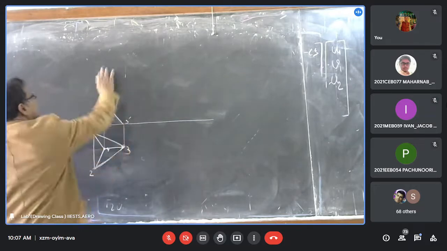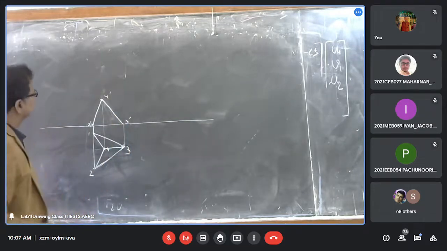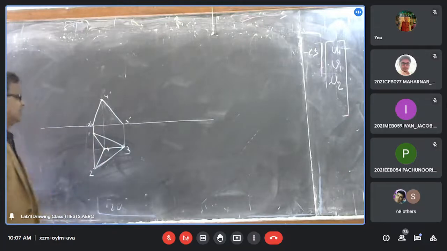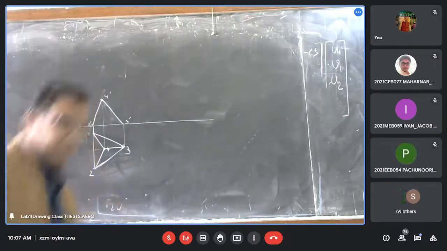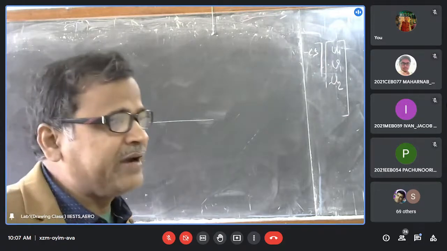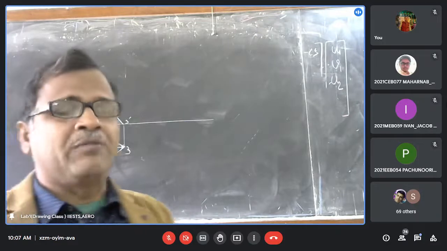Okay. So this is your complete elevation. This is the central line. You can draw a central line like this. This is your elevation and plan. So what is the problem? How do you define the problem related to this elevation and plan?